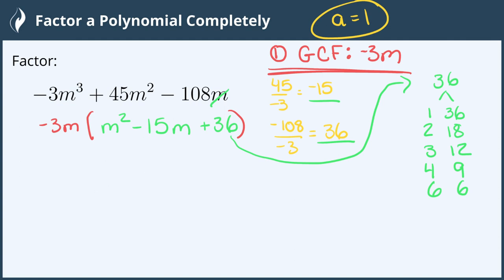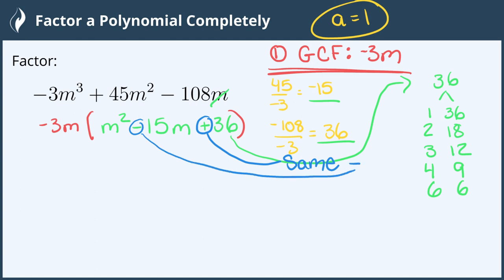So now that I know that, I'm going to look at our signs. This is a positive. If it's positive, this means that my binomials, or my factors, will have the same sign. And this first sign tells me that they will both be negative. So I'll fill in all of my factors with negatives. And now I want to find which combination will give me the middle term of negative 15.